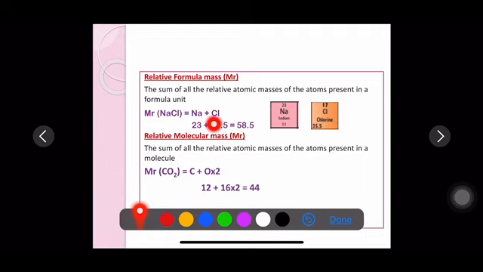NaCl is a formula unit. As we know, this is an ionic compound, so it doesn't matter whether it is written upside down or otherwise. Different books show it in different forms.